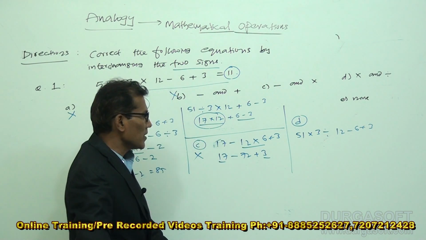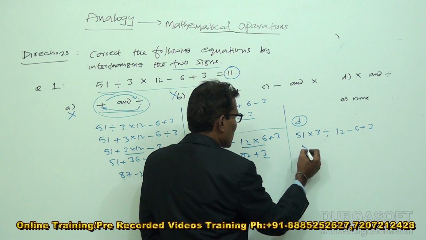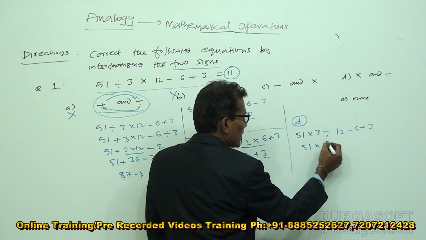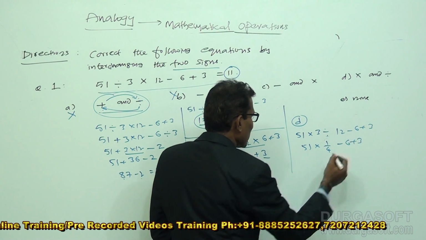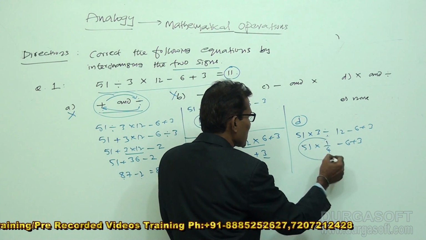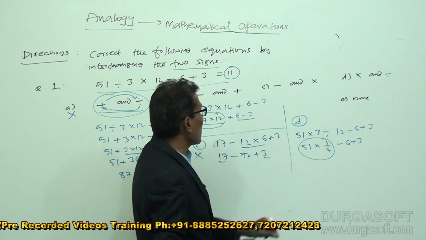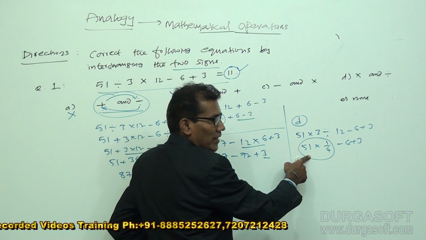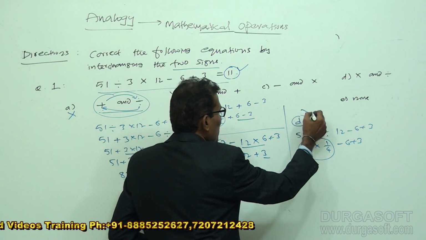So very clear. Here we are going to get, if we operate this division first according to the DMAS rule, 3 divided by 12, it is going to be 1 by 4, and minus 6 plus 3. Very clear. Next operation is the multiplication. 51 into 1 by 4 is going to give a decimal, which is not an integer. Our result should be the integer 11, but it is not an integer. In the decimal we get, it is a fraction. That's why D cannot be your answer.